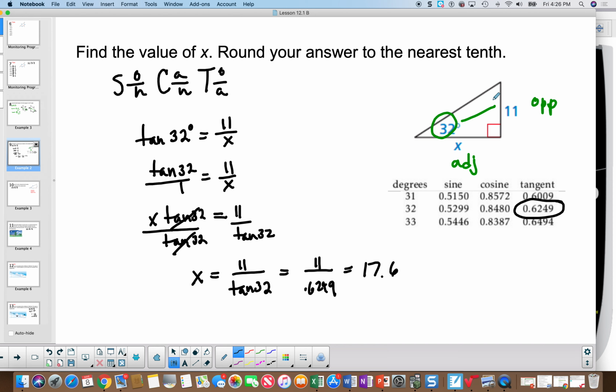17.6 kind of makes sense to me because this angle over here will be 58 degrees and the side opposite a bigger angle should be bigger. So that looks good.